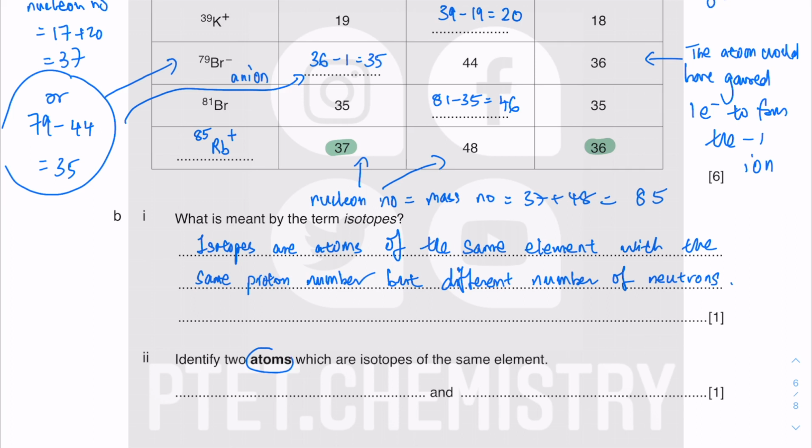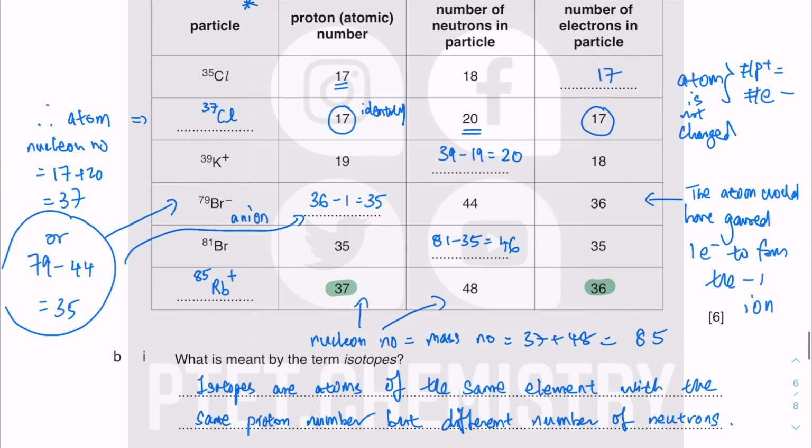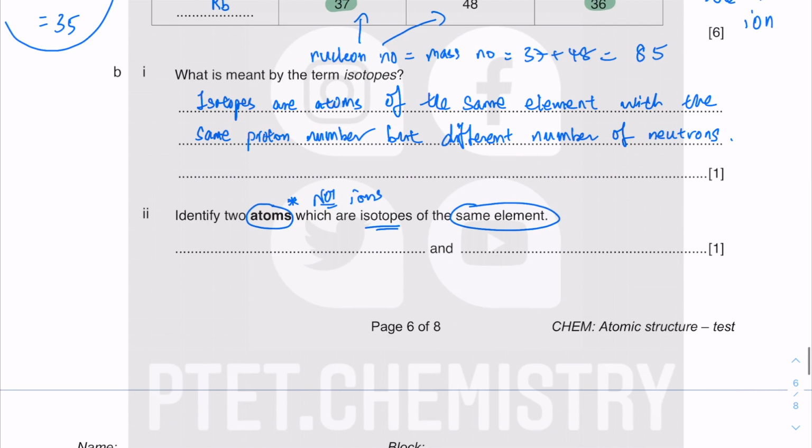Identify 2 atoms. So they want atoms, they don't want ions. So you need to read the question carefully. Not ions. And they are isotopes of the same element. Well, definitely not the bromine, because this is an atom, this is an ion. This ion and ion, and they are not even the same element. So we're looking at chlorine 35 and chlorine 37. They are one of your most important case studies. They give you the relative atomic mass 35.5, because you have 75% of this and 25% of this. A 3:1 ratio. The average mass is much closer to chlorine 35. In fact, it's not 36, it's 35.5.